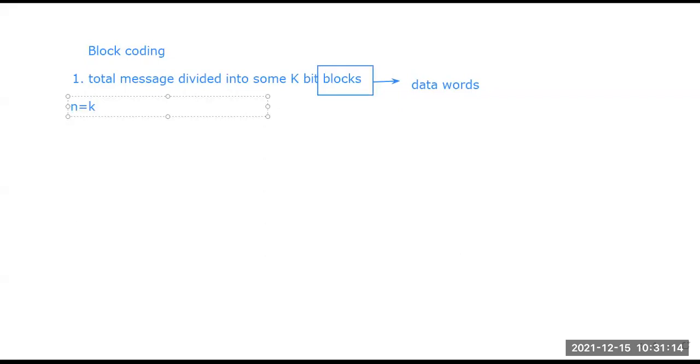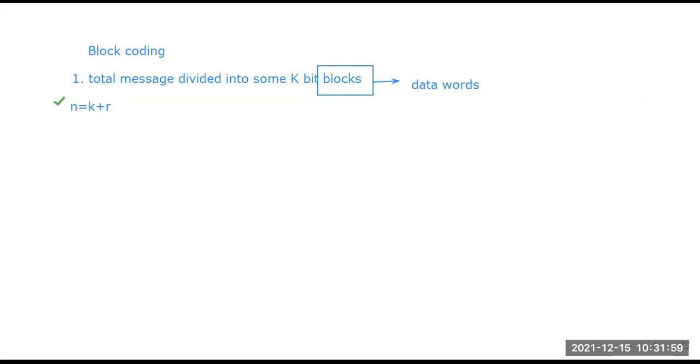Now each of these data blocks was added with some redundant bits. So what is the length of each block now? If we consider one data word, the size of the block is k. Now adding some redundancy bits, consider it as r, the length of the message is now k plus r, right? So k is one block size, and r is the redundancy bits that were added. So the length of one block is n equal to k plus r.